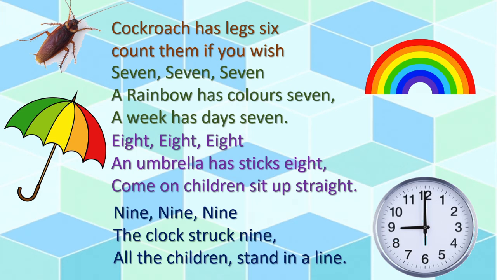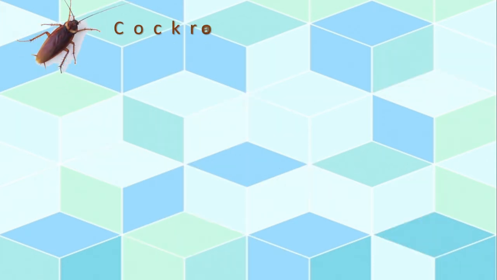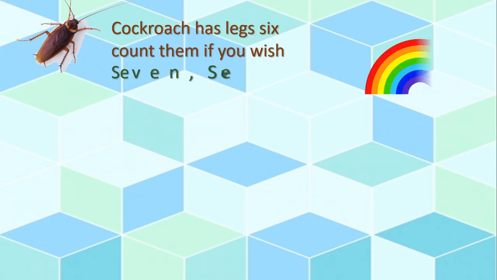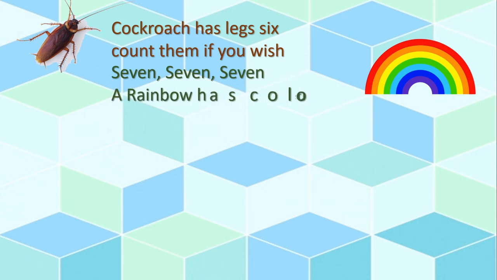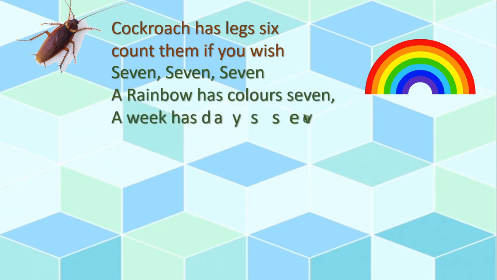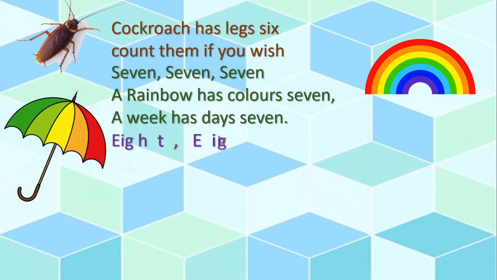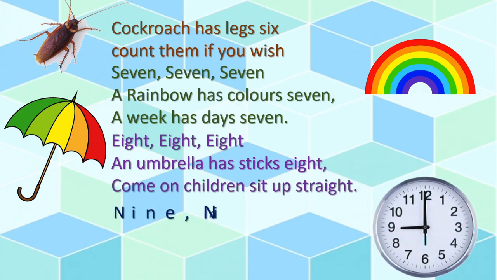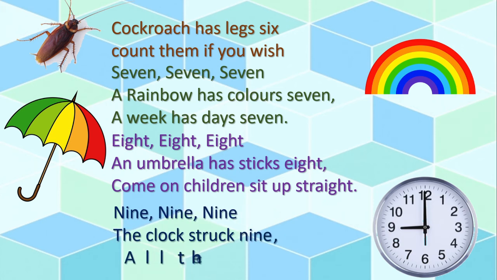Once again we will go through. Cockroach has legs 6. Count them if you wish. 7, 7, 7. A rainbow has colors 7. A week has days 7. 8, 8, 8. An umbrella has sticks 8. Come on children, sit up straight. 9, 9, 9. The clock struck 9. All the children stand in a line. Good, very good.